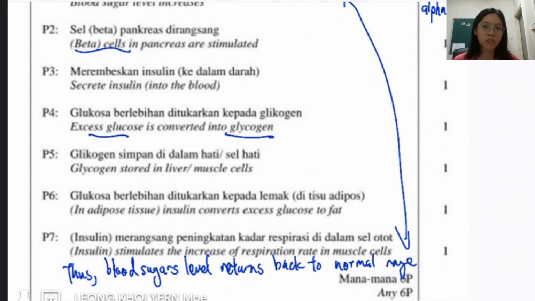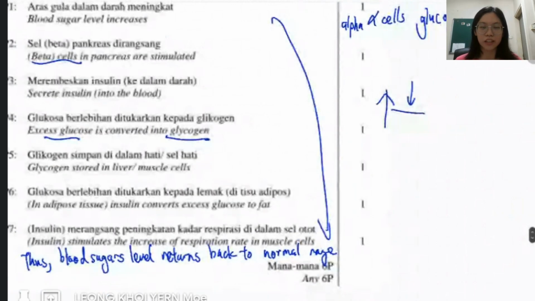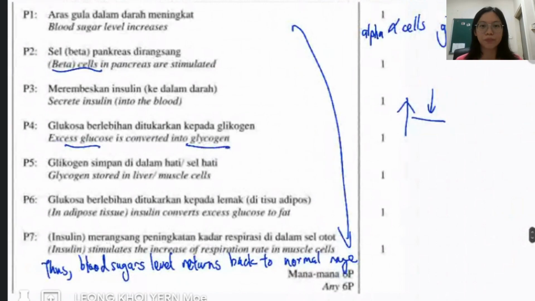Imagine you suddenly write about glucagon, and then you realize something is wrong when you mention the blood sugar level, because initially it's very high and you want to reduce it back to the normal range. But if you talk about glucagon, you keep making the glucose level high again. So something is wrong.